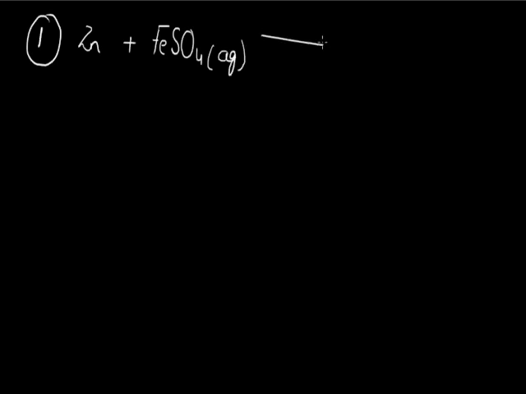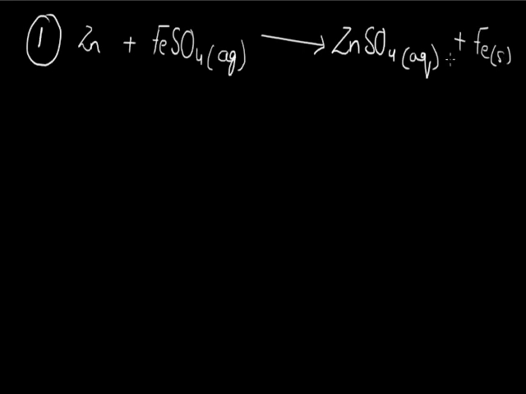So the first reaction was the reaction of zinc with ferrous sulfate. Here we can see that zinc is placed above iron, and that is why it displaces the iron from the salt solution. And what will be formed? A salt solution of zinc sulfate will be formed, and here iron is left.